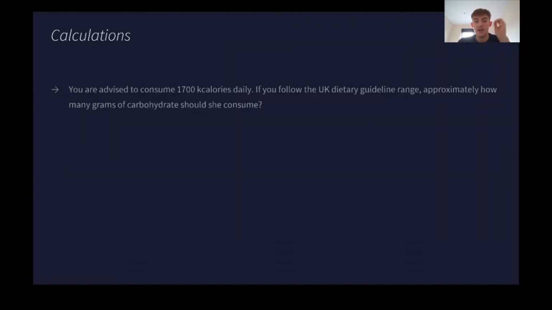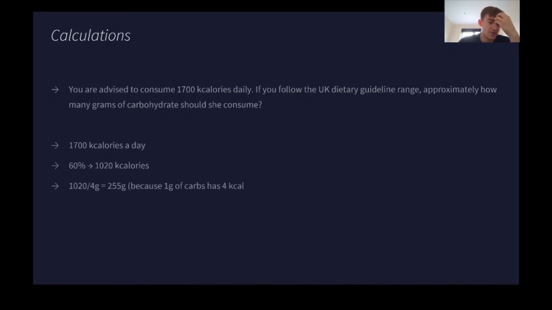So lastly, we've got this little calculation in case you get some maths question and you're scared about it. We talked about the daily intake of some of these macronutrients, so your carbs, lipids and stuff like that. So you might get a question like this. You're advised to consume 1,700 calories daily, and if you follow the guidelines, how many grams of carbs is that? From that lecture, we need about a maximum of 60% carbs in a diet, so a daily intake of about 60% being carbs. Got 1,700 calories a day, so 60% of that is 1,020 calories. But then, as we know, 1 gram of carbs has about 4 kilocalories, so we divide that number by 4 to get 255 grams, and that would be the correct answer.